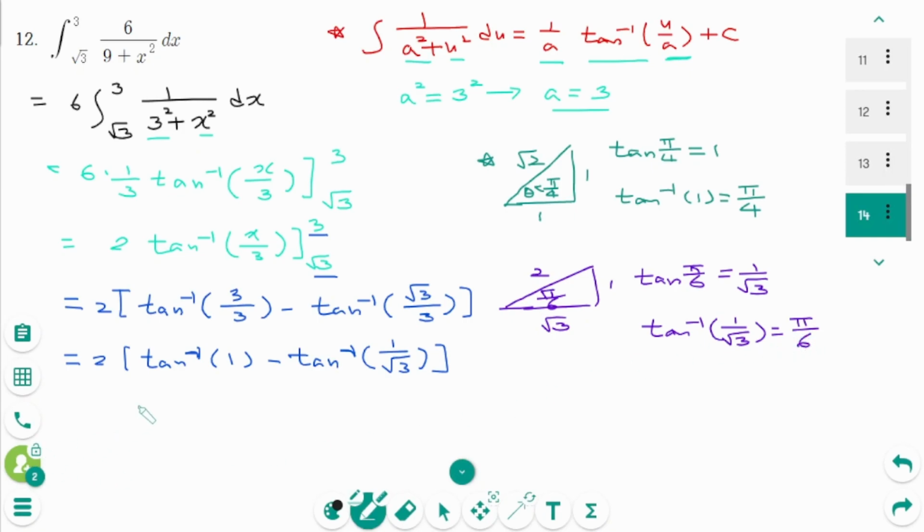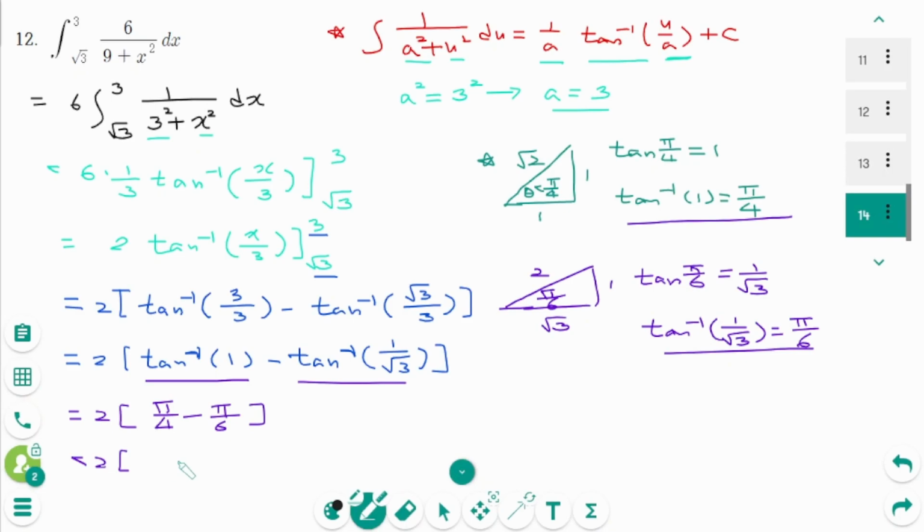Then back to the original. 2 times this one is pi over 4 minus this one is pi over 6 equals 2 times, make the same denominator, times 3 on each side, which is 3 pi minus 2 pi. The answer is 2 times pi over 12. The final answer is pi over 6.